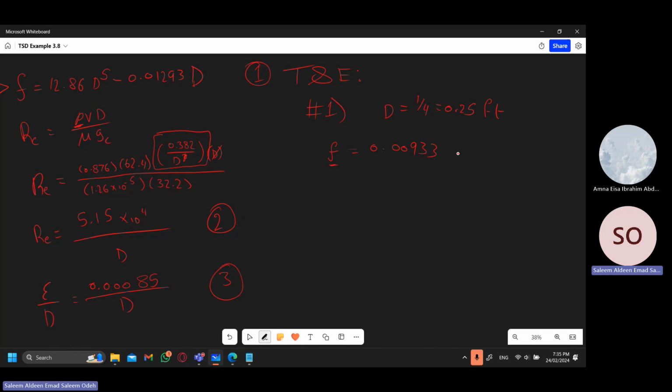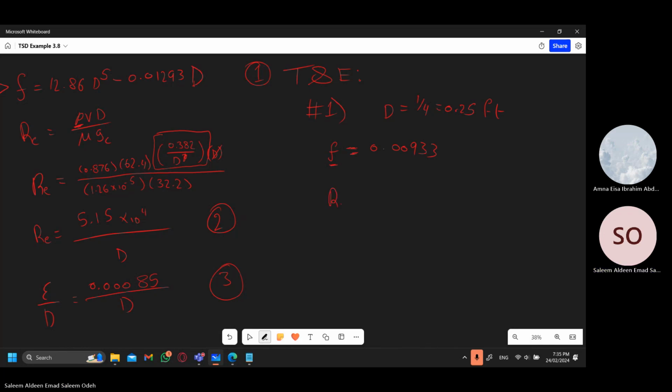What we need to do right now is to calculate the Reynolds number and the roughness over diameter. Then we need to go on to the Moody diagram. And if the value of the friction factor from the diagram matches or is close enough to the friction factor that we calculated, then we can call it a day and move on.